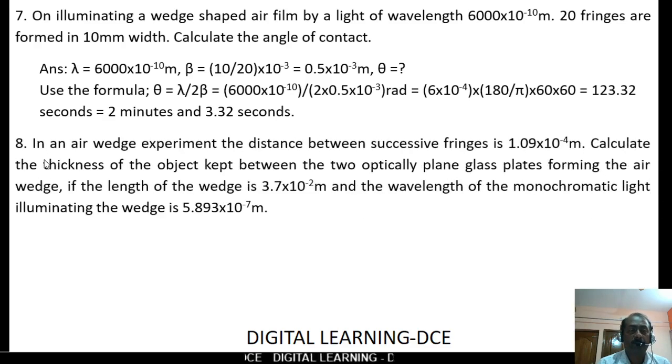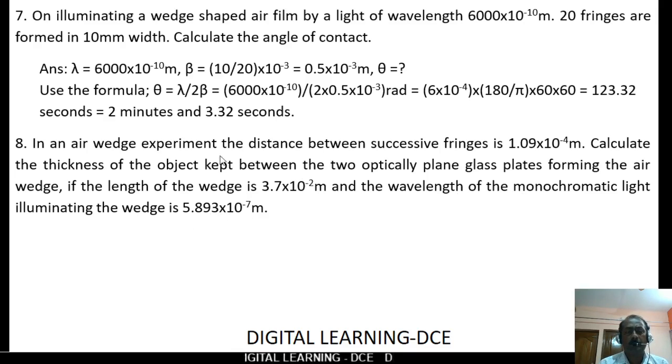Next problem: in an air wedge experiment, the distance between successive fringes is 1.09 into 10 to the power of minus 4 meter. Calculate the thickness of the object kept between the two optically plain glass plates forming the air wedge. The length of the wedge is 3.7 into 10 to the power of minus 2 meter and the wavelength of the monochromatic light illuminating the wedge is 5.893 into 10 to the power of minus 7 meter.